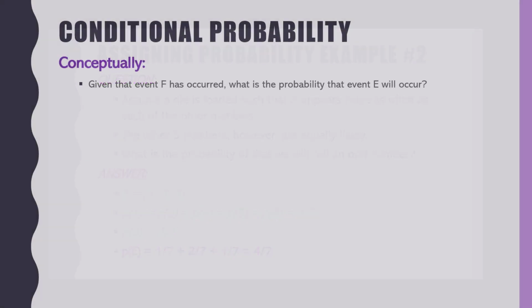Okay? So here's the idea of conditional probability, right? Conceptually, it's this. Given that event F has occurred, what is the probability that event E will occur? We're trying to figure out if we know this one event already occurred, what's the probability that this other event will occur? So in other words, what is the probability of E given F? And this is the crux of what we're trying to learn today. This is the big foundational idea that gets us into Bayes' theorem. This is what we're going to learn about, how to calculate these.